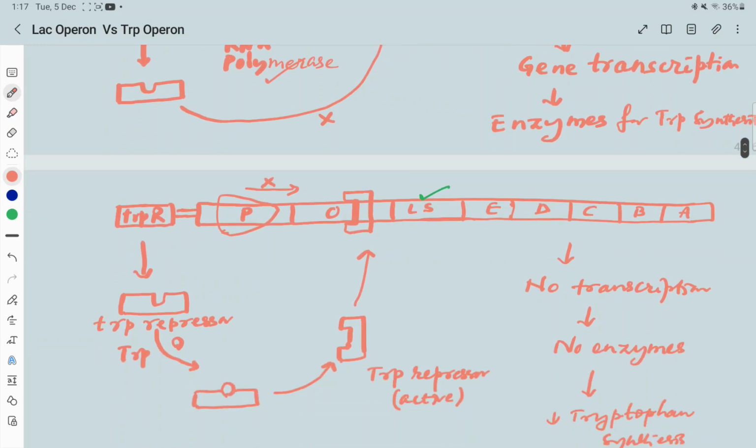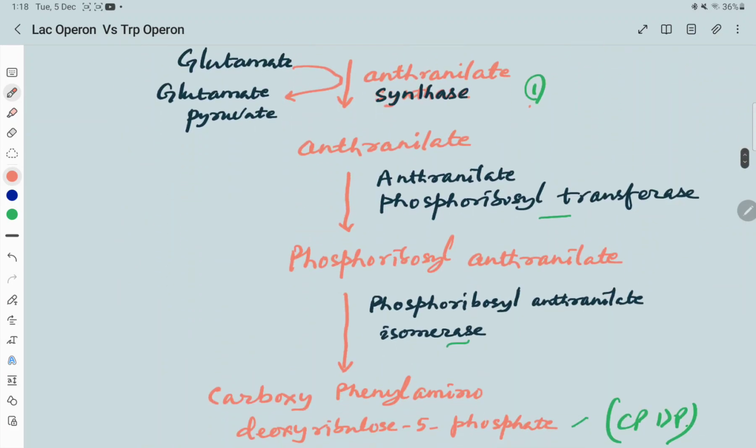When there is tryptophan, that tryptophan will bind to the TRP repressor protein and make it active, so that it will bind to the operator and block the action of RNA polymerase, and there will be no transcription. So in this way they function.